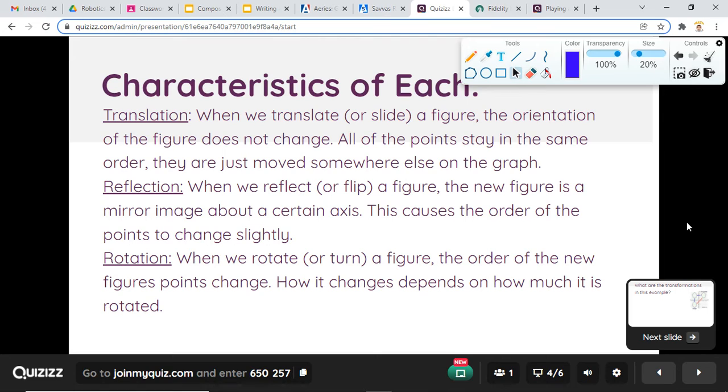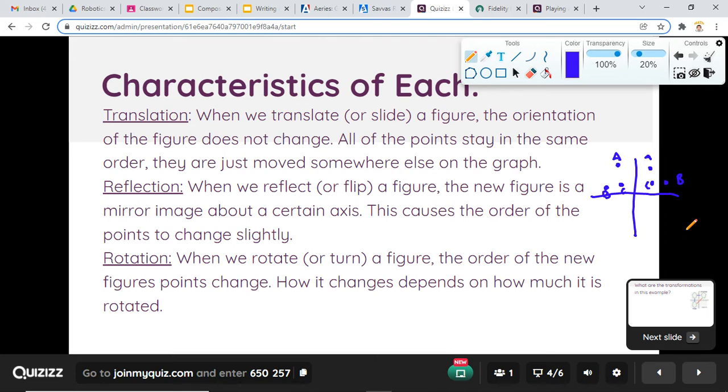When we reflect or flip a figure, the new figure is a mirror image about a certain axis. This can cause the order of the points to change slightly. For example, if we have a figure like this where I have an A, a B, and a C, notice how our A still stays up top, but our B and our C would change order here. Our B and our C would change order when we reflect across the y-axis. That's a little clue for you guys there.